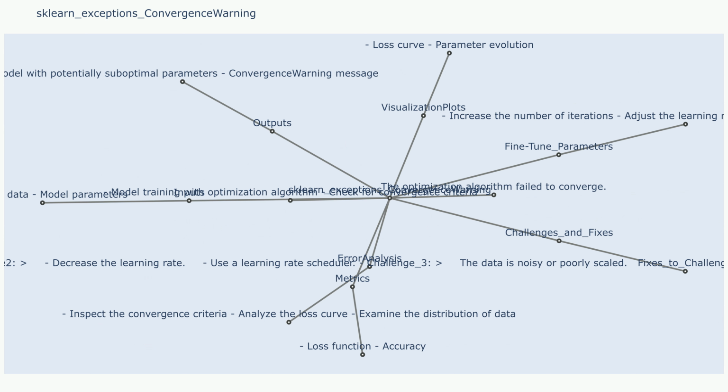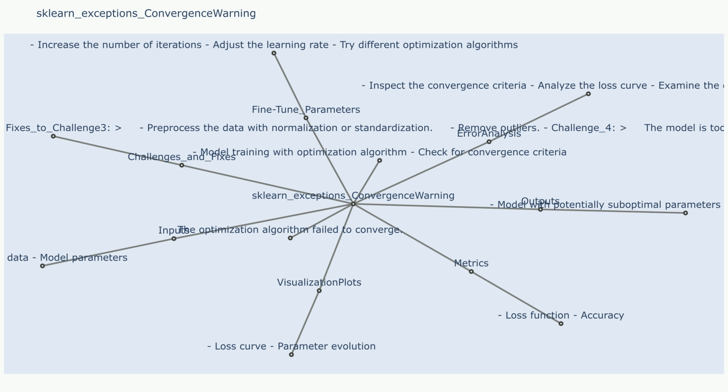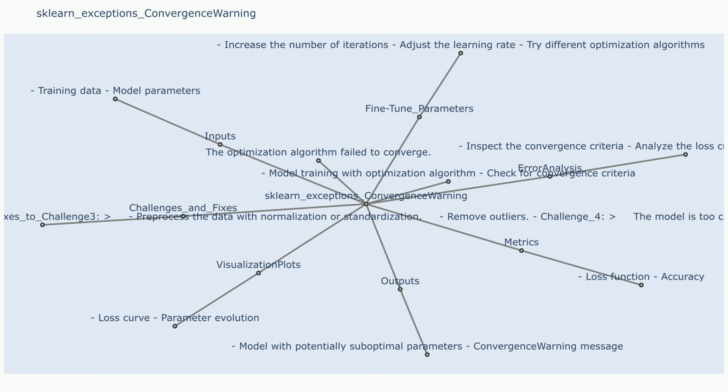Outputs. Model: a potentially partially trained model with parameters that may not be fully optimized. Warning message: a convergence warning message is issued by SKLearn to signal the potential issue. Steps. Model training: the model is trained using the specified algorithm, typically involving iterative optimization.